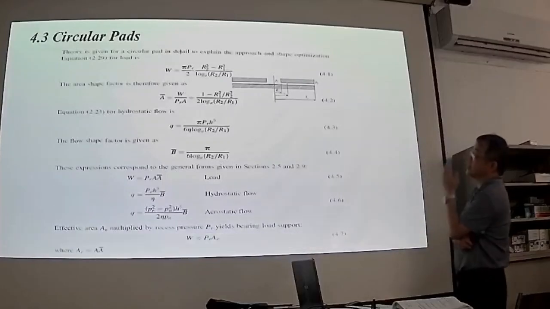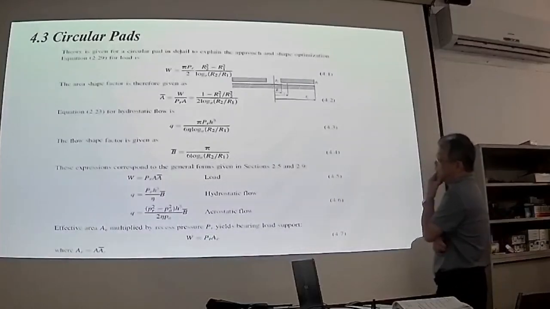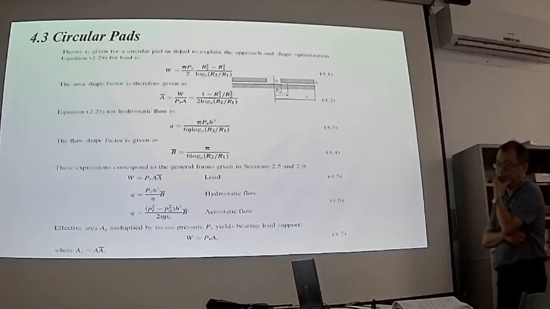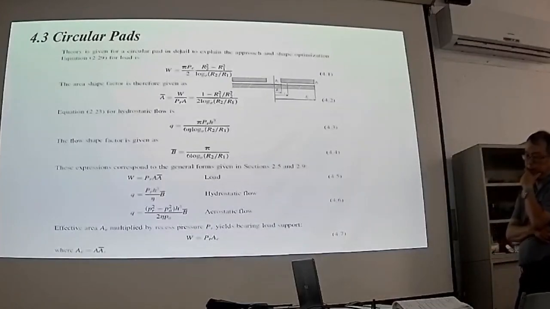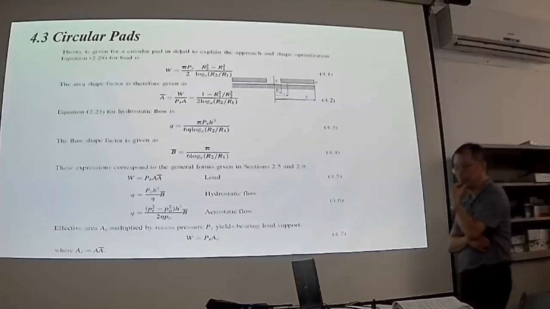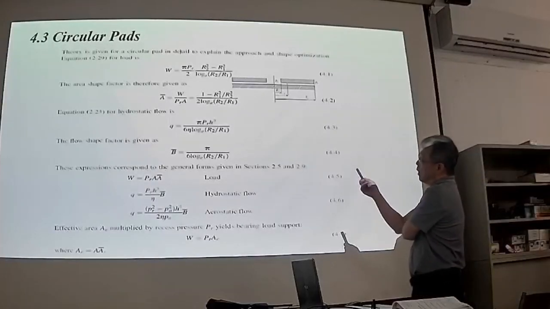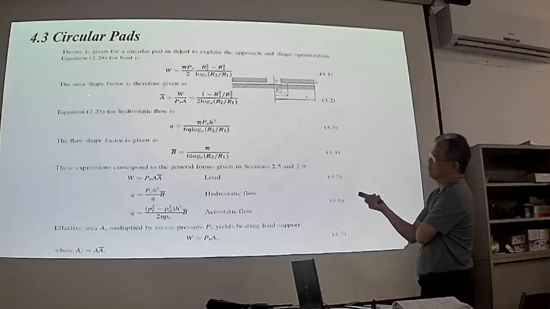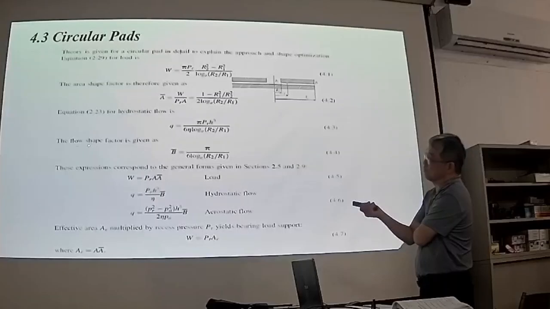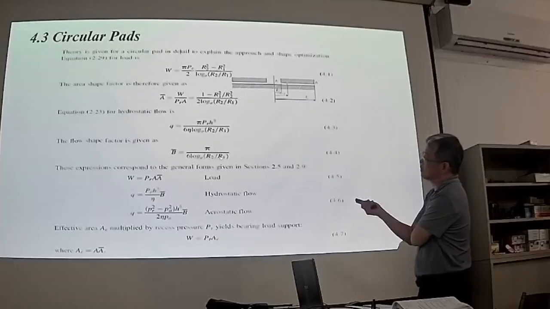Here is section 4.3. We are introducing the formula for the circular bearing pad. This is the formula of how we can derive the area shape factor A bar, and also the flow shape factor B bar in this case.